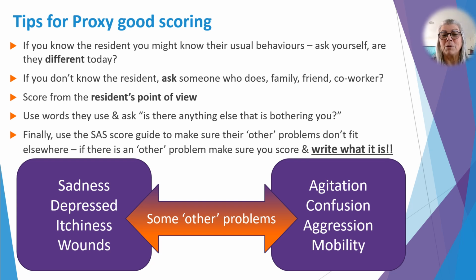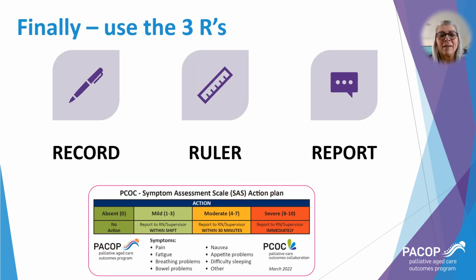So there you can see some symptoms listed there that would fit in the other category. So remember, we talked about a symptom as something that's a distressing experience in either the body or the mind. So we include things like sadness, depression, agitation, confusion, aggression, but we also include things like itchiness, or maybe they have a non-healing wound that's distressing to them, or maybe their mobility is decreasing and that is distressing to them. So think outside of the box when you're thinking about other symptoms for improving quality of life in your residents.